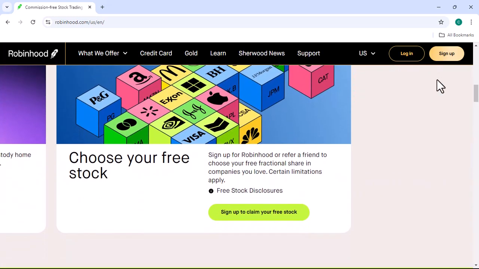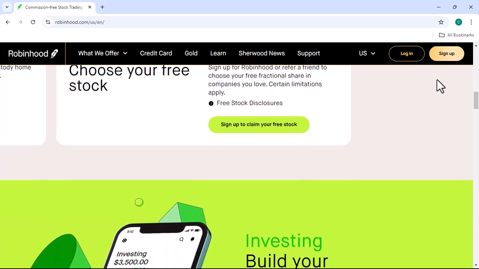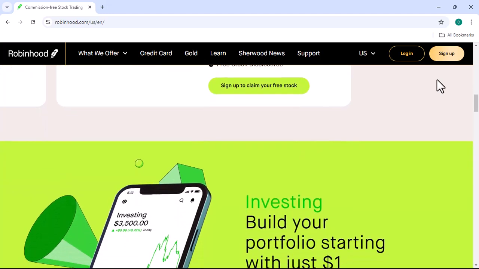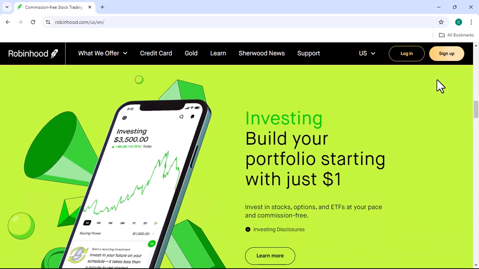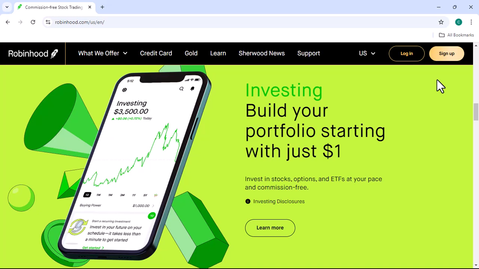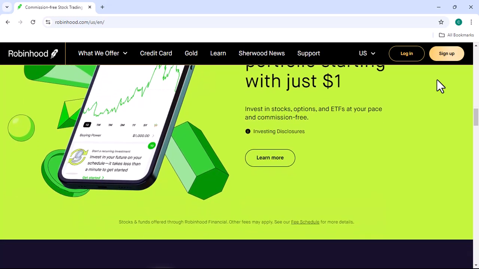Popular choices include TD Ameritrade, known for its robust platform and educational resources. Charles Schwab offers a variety of investment options and competitive fees. E-Trade provides a user-friendly interface and advanced trading tools.